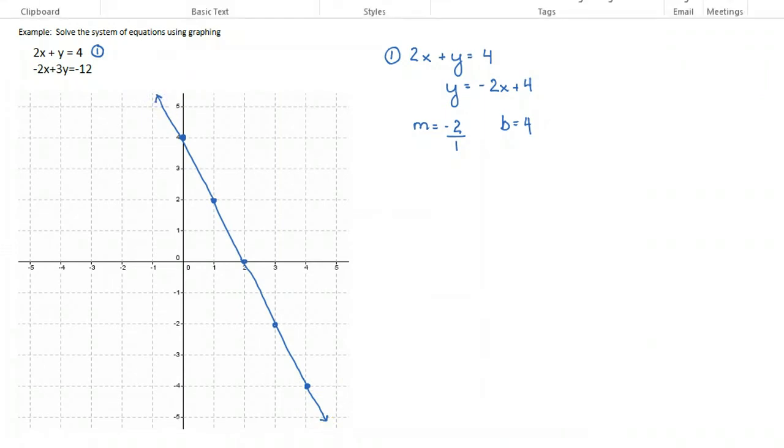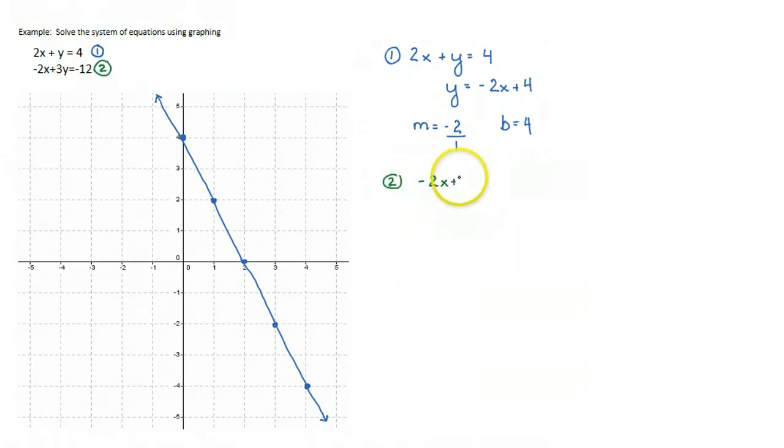So now we'll just switch colors. Switching colors here helps me keep track of things. And we'll do the same thing for the other equation. We have 3y is equal to 2x minus 12. Then we're going to divide each term by 3. So y is equal to 2 over 3 x minus 4.